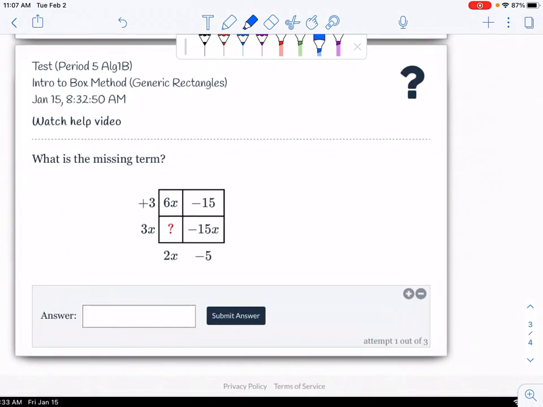Let's see it again. So now I'm looking at 2x and 3x. And we're going to multiply our bases. So 2 times 3 is 6. And then x times x is x squared.